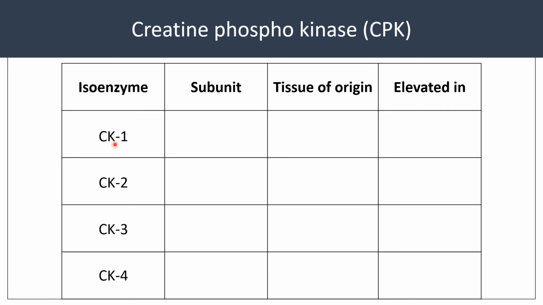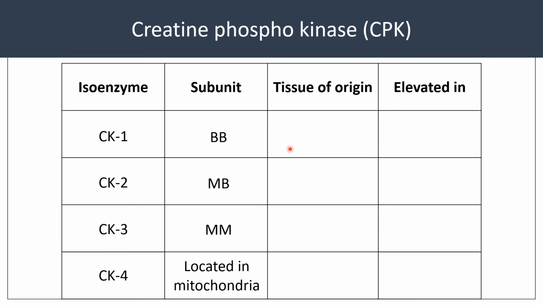Either it will be made up of M polypeptide chain or B polypeptide chain. So CK1 is made up of 2 B polypeptide chains. CK2 is made up of 1 M and 1 B, so it is called MB. CK3 is made up of 2 M polypeptide chains. CK4 is made up of multiple M and B polypeptide chains. So you are going to write that it is present in mitochondria.